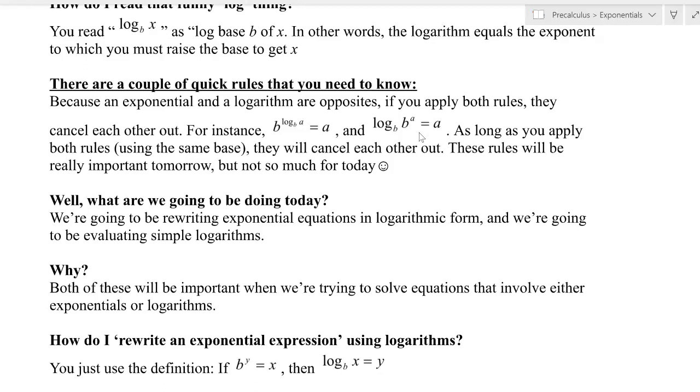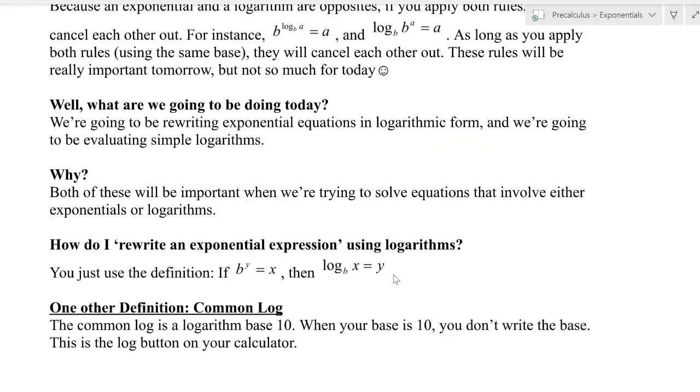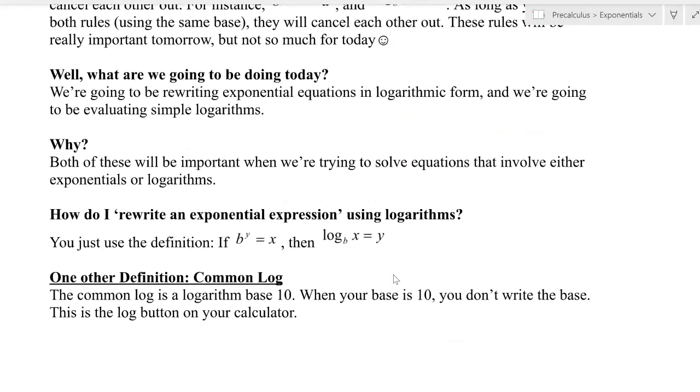Today we're just going to be writing the exponential equations in logarithmic form. We're going to be evaluating simple logarithms just to get used to this. Why? Both of these will be important when we're trying to solve equations that involve either exponentials or logarithms. So how do I rewrite the exponential expression using logarithms? Well, we just use that definition. If b to the y equals x, then log base b of x is equal to y. So again, you always want to equal the exponent, and you always want that base to match. It's probably the easiest way to think about that.